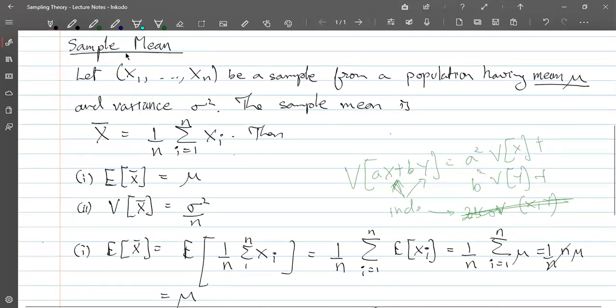So if you define the sample mean in this way, the sample mean itself is a random variable. Its expectation is mu, which is the population mean, and its variance is sigma square by n, where sigma square is the population variance. So you cannot actually measure mu and sigma square, but the sample mean as a statistic is a random variable, whose mean and variance are given in terms of these.